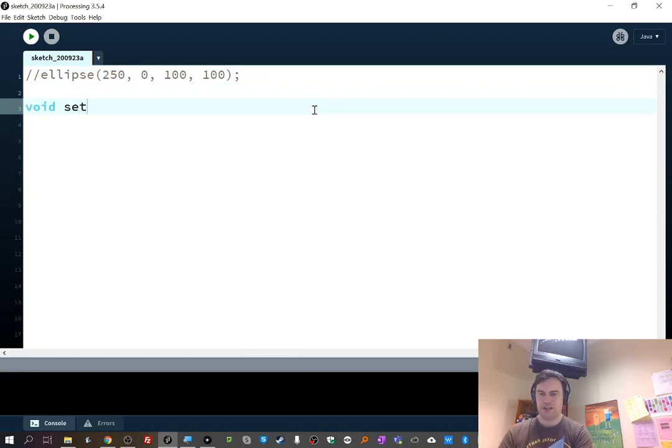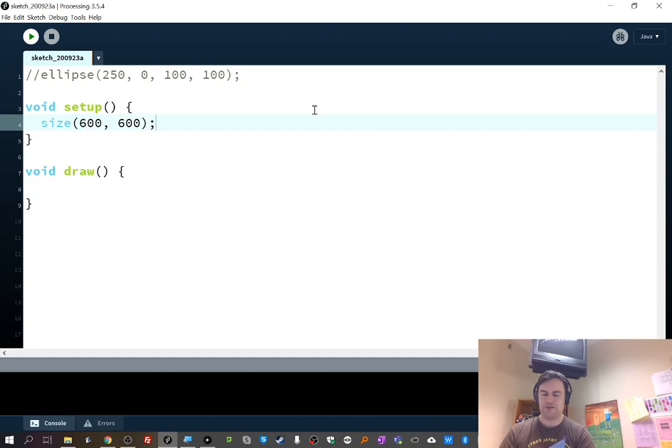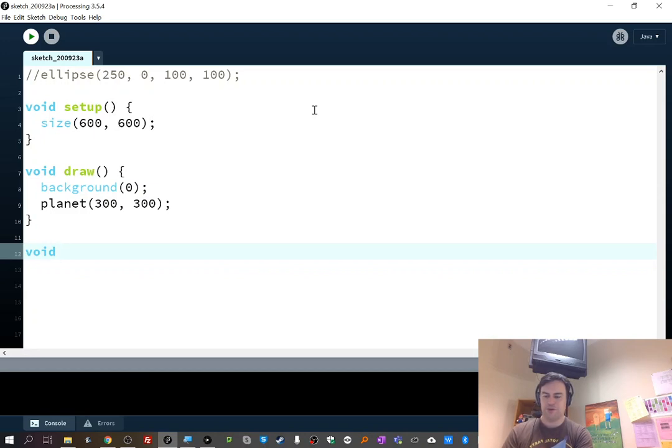I'll put in all the goodies to make this an animation. Void setup and void draw. And let's keep the size 600 by 600, I guess. Not too important. I would like it to be a planet of some kind. So I'm going to make a spacey background. Let me think about that. What else do we want to do? We want to put in a planet function, so we can sort of say, I'd like to be able to say planet 300, 300. So in order to do that, I've got to make a planet function, so void planet.